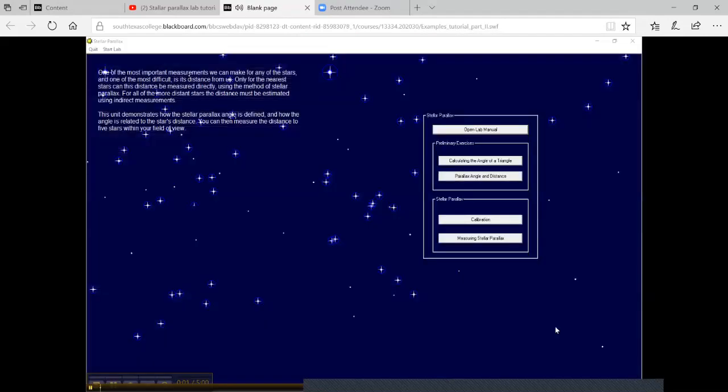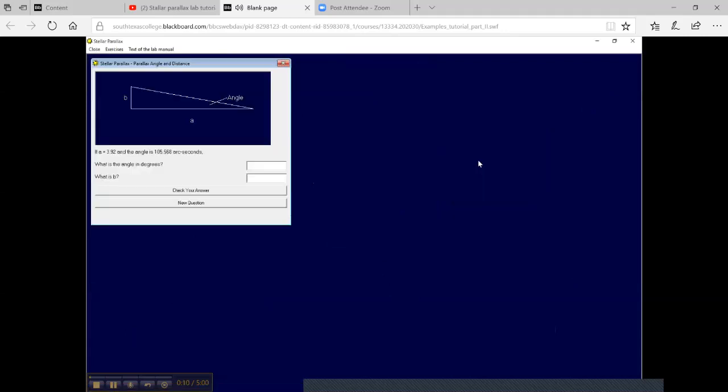In the previous video, I covered some of the basics. Let's use this example here, calculating the angle of a triangle. They give you A and the angle in arcseconds. What is the angle in degrees? That's the question here. You are given the angle in arcseconds and you have to get the angle in degrees. So how do you get that? Arcseconds to degrees, as I told you, you have to divide the angle by 3600.